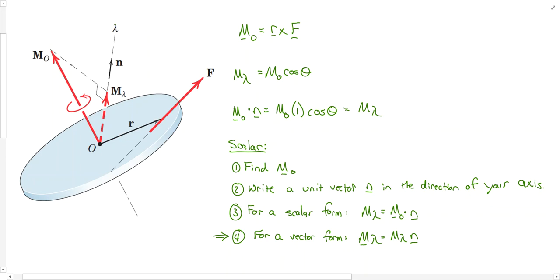So again, this is a pretty straightforward thing to do here. It's not too difficult, but you do have to have the moment that is found through a cross product or the right-hand rule approach. You do need a unit vector in the direction of that line in space, and then the scalar form and the vector form.